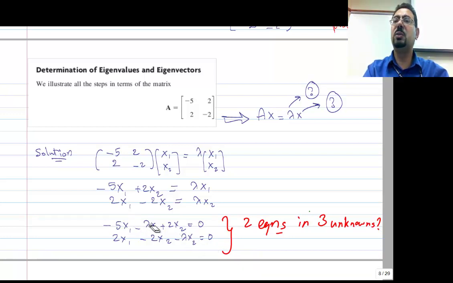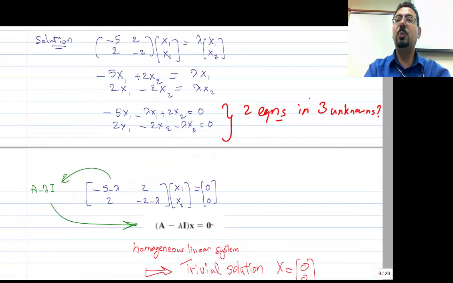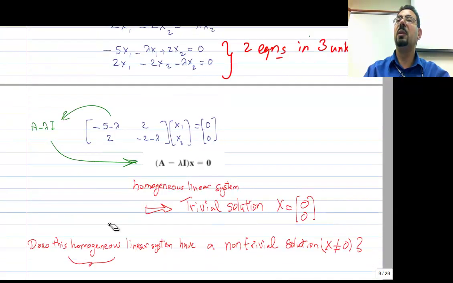We can actually add those together, right? But I see trouble. Do you see trouble right now? We have two equations, and you still want me to get x1, x2 and lambda? It's like two equations and three unknowns. So let's pull them together and then we'll see what will happen. If we pull the minus 5 and lambda together in terms of x1, and minus 2 and minus lambda together in terms of x2, that's our system that we are solving, correct? That's our system.